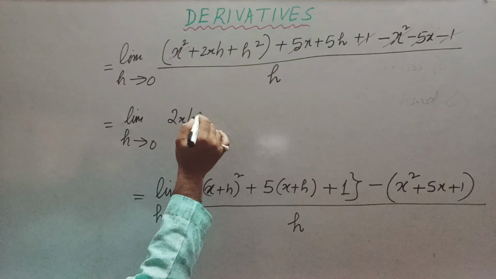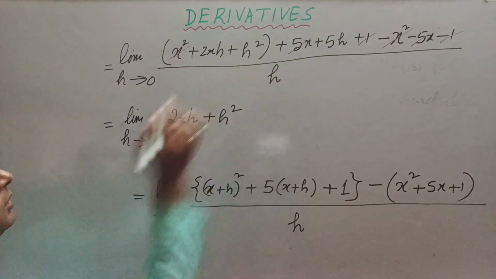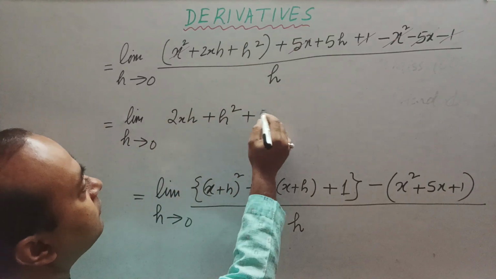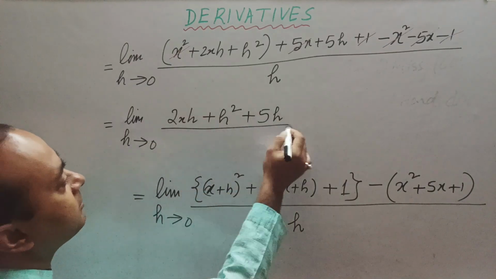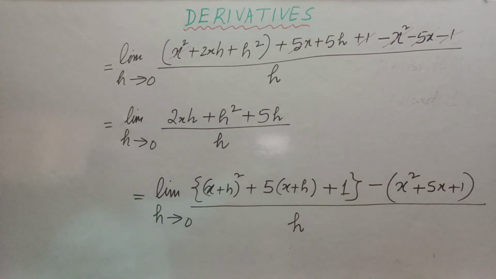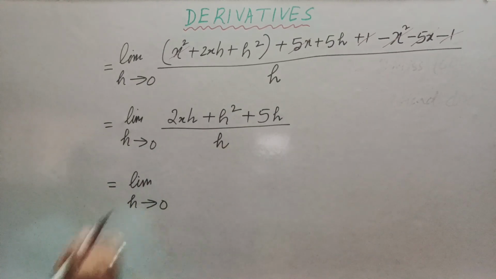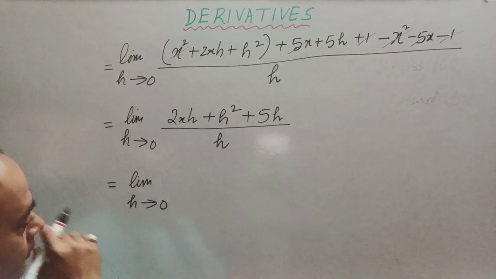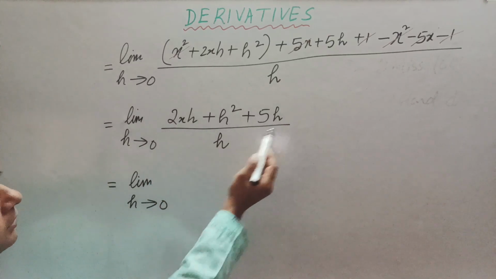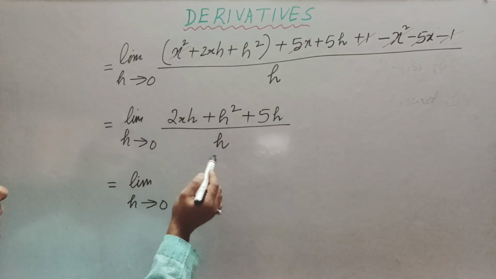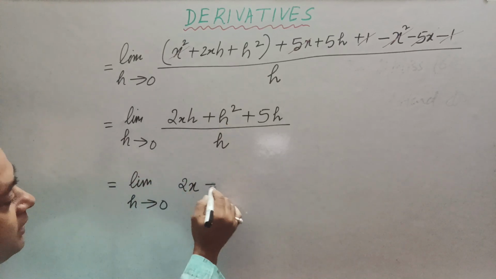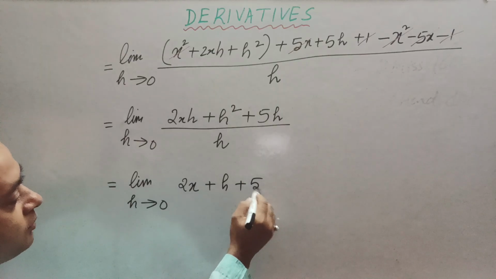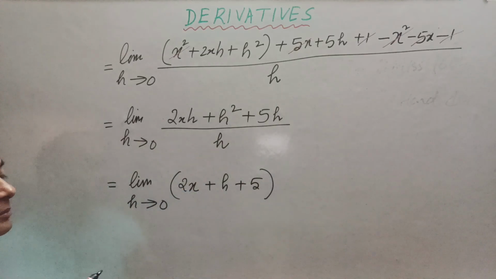2xh will remain, plus h square will remain, plus 5h will remain, and the rest of the things will get cancelled, divided by h. After this step, we'll divide the numerator by h. So h will divide 2hx, and it will make 2x plus h plus 5 only. Okay, now we have to go back to our previous topic.